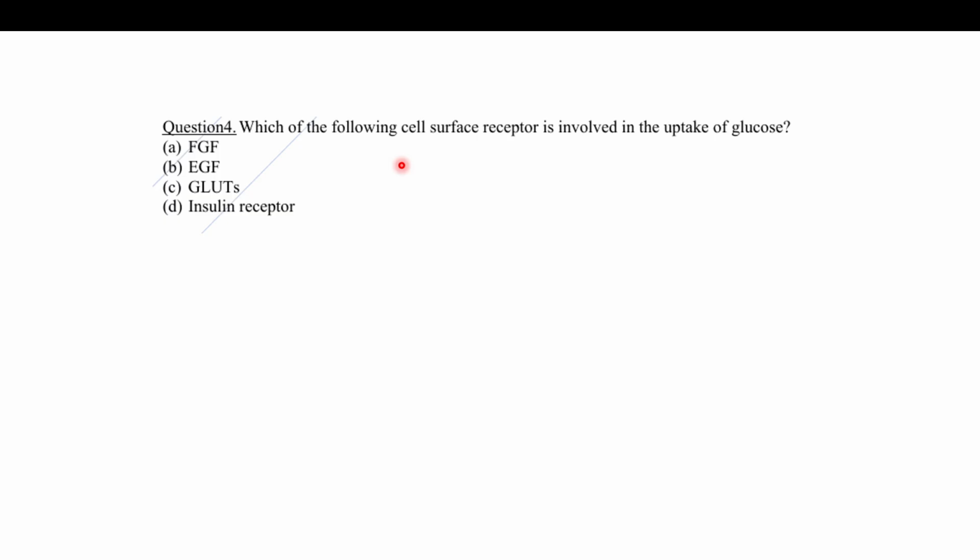Now, which of the following cell surface receptors is involved in the uptake of glucose? So the answer is option C, GLUTs.